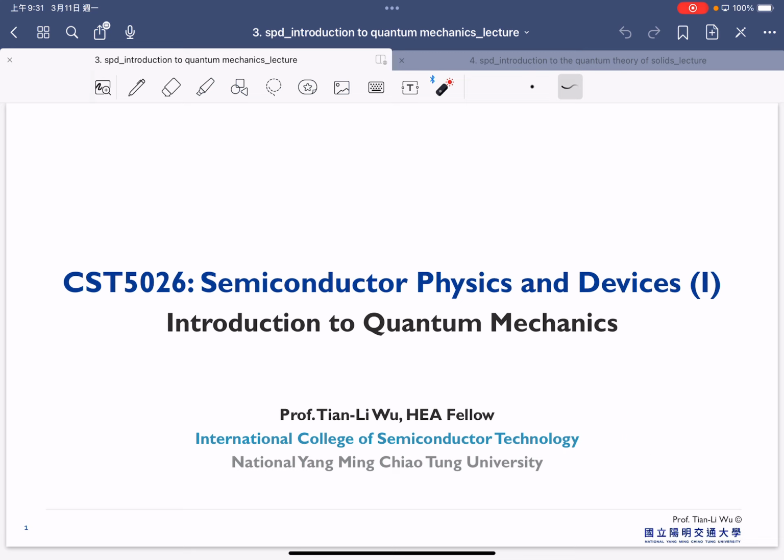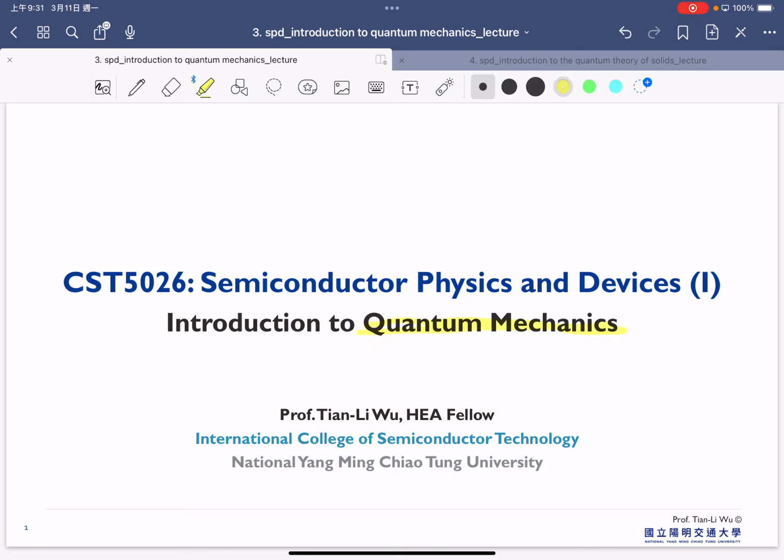Okay, good morning everyone. So today we will continue with the fundamental part, especially a pretty important piece of physics to further understand semiconductor physics and devices. So today we will introduce quantum mechanics.